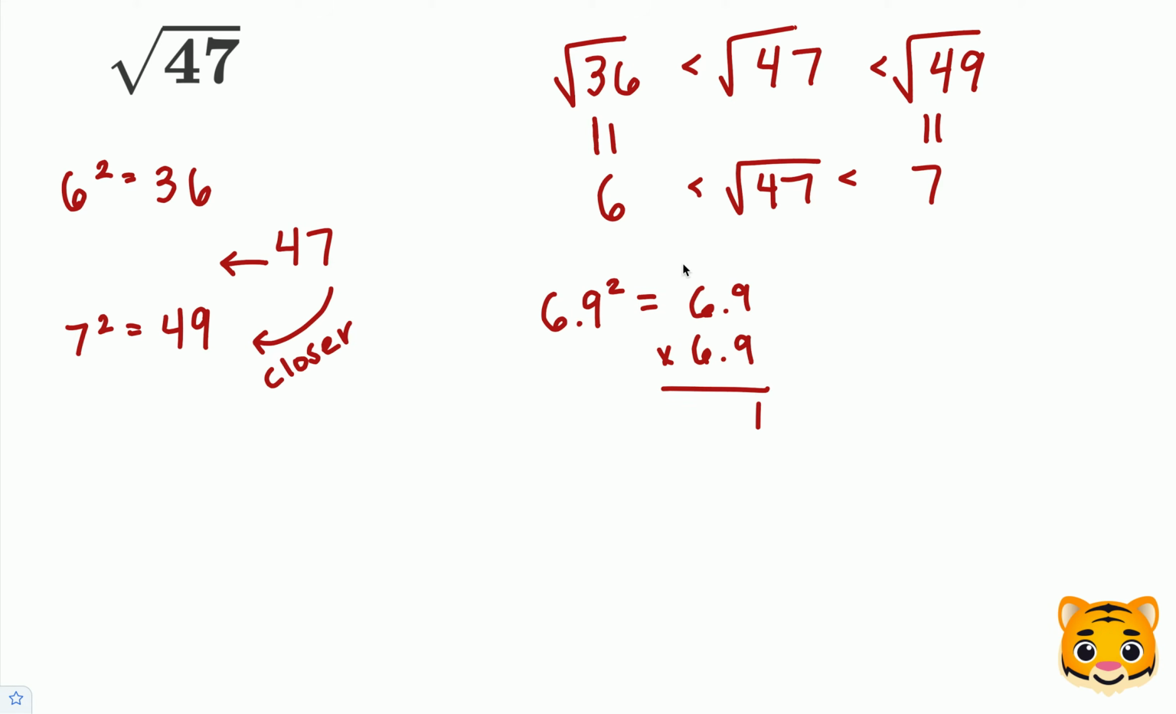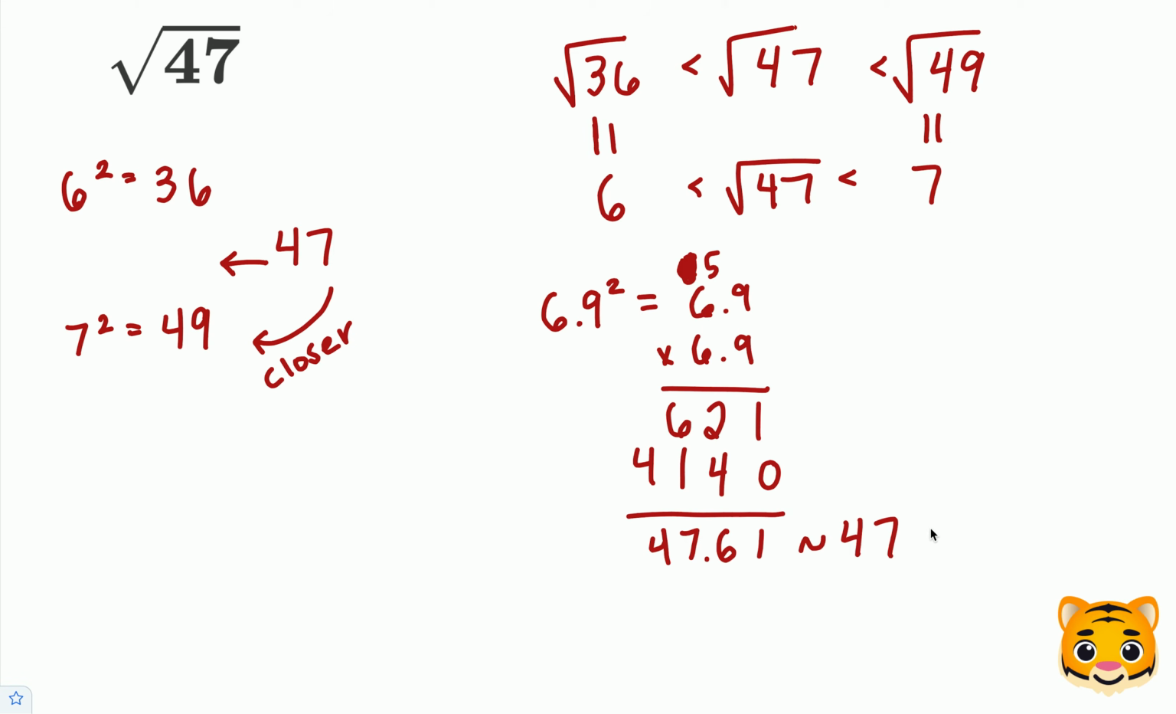9 times 9 is 81, carry the 8. 6 times 9 is 54, plus 8 is 62. Add our 0, and then 6 times 9 is 54, carry the 5, and then 6 times 6 is 36, plus 5 is 41. When we add these together, we end up getting 47.61, which is very close to 47. We can approximate it in that way. So it's about 47. Then we can say that 6.9 squared is approximately 47.